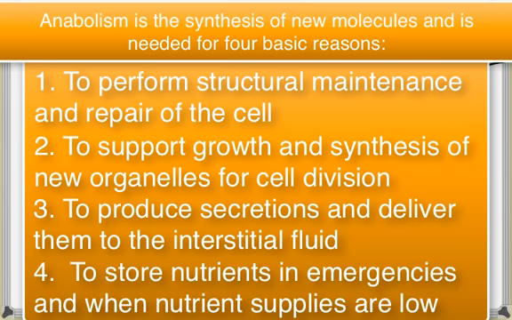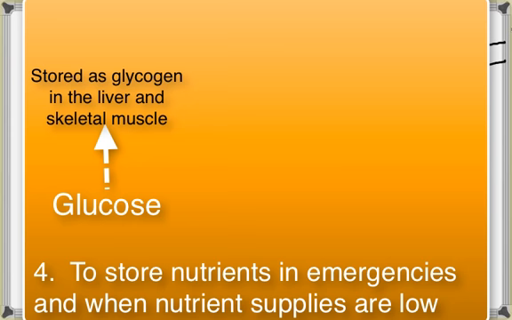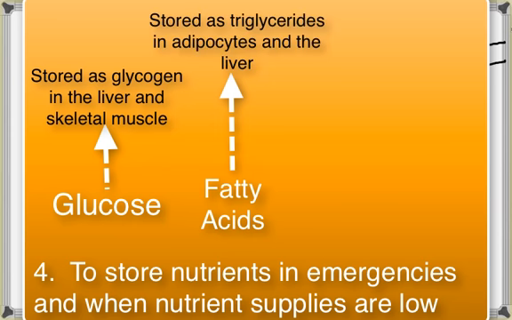Number 4. To store nutrient reserves. Most cells store nutrients that can be used in a period of emergency or at a time when the supply of nutrients in the bloodstream is inadequate. Glucose can be stored as glycogen, which is a branched chain of glucose molecules. Fatty acids are stored as triglycerides in the adipocytes and liver cells. These lipids are the most abundant storage of energy reserves.